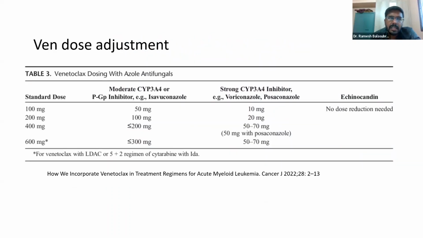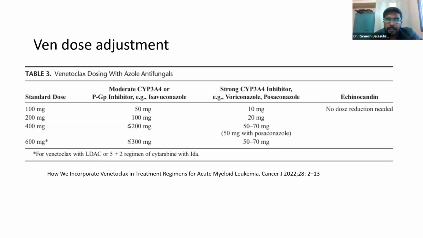So how do we adjust the dosage of venetoclax if you're going to give an antifungal prophylaxis with azole? With azoles, mostly we'll be using mold coverage prophylaxis. So most of us are using posaconazole as the antifungal prophylaxis in AML patients undergoing induction therapy. So the standard dosage of venetoclax is 400 milligrams we are supposed to give.